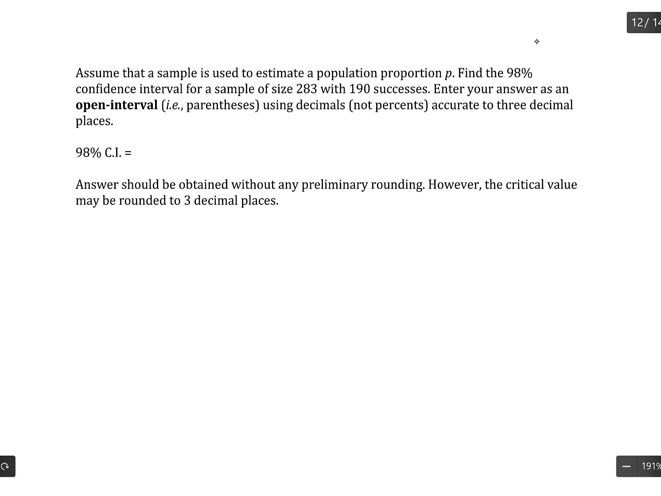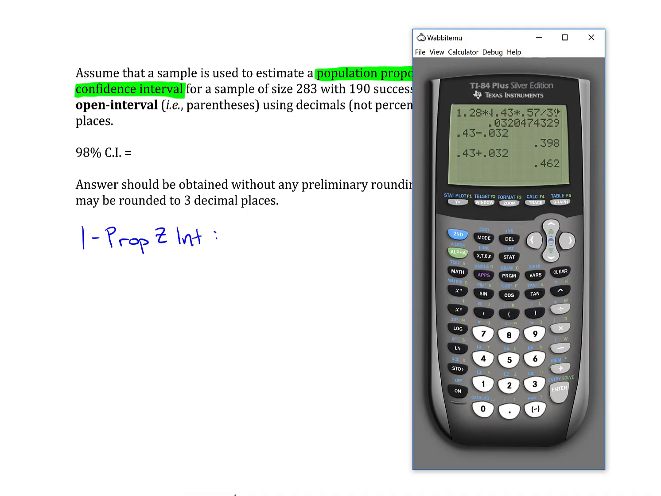Okay, so what we want to find is a 98% confidence interval for a population proportion. Now, the calculator can do this for us. It will do it through a function called 1-PropZInt, and it's pretty easy to use. What we do is press the stat key, go over to tests, and scroll down until you see 1-PropZInt. So there it is.